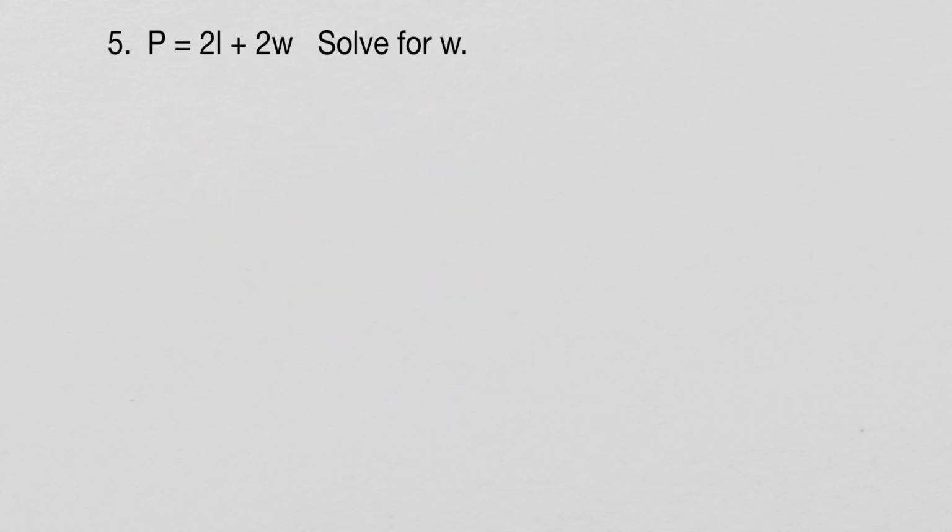Now we have the perimeter formula. Perimeter is equal to 2L plus 2W. So the first question we ask is, is the W on the left? It is not. So we're going to use post-it note or symmetrical. 2L plus 2W is equal to P. Is the W first? It is not. So we're going to use commutative property to switch them around. Is the W alone? It is not. So we're going to zero pair.